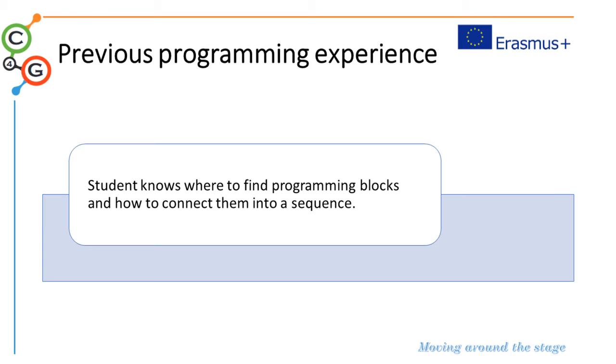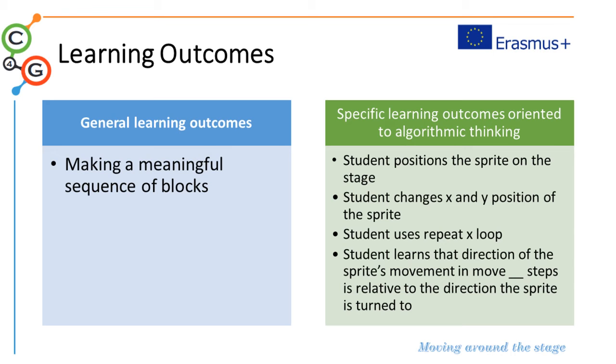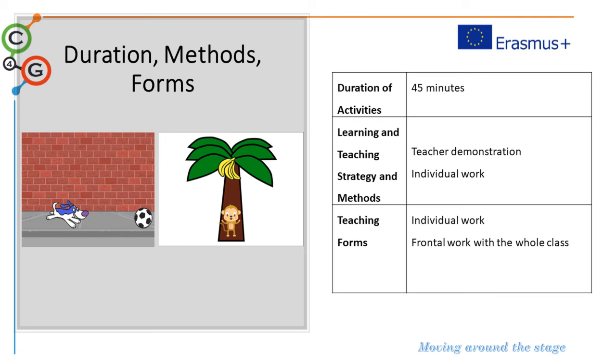Students should know already where to find programming blocks and how to connect them into a sequence. In these activities, students will make a meaningful sequence of blocks. The expected duration of this activity is 45 minutes. The students can work individually. The role of the teacher is to help them and to explain the more complex paths.